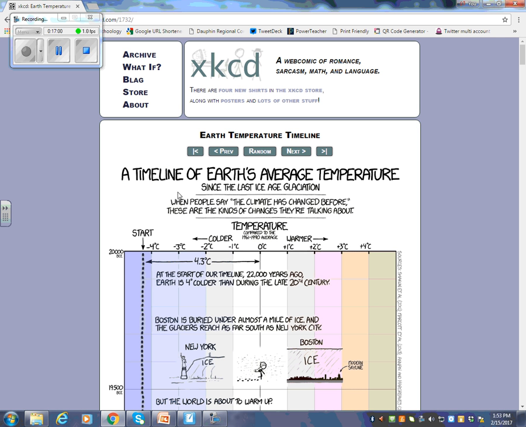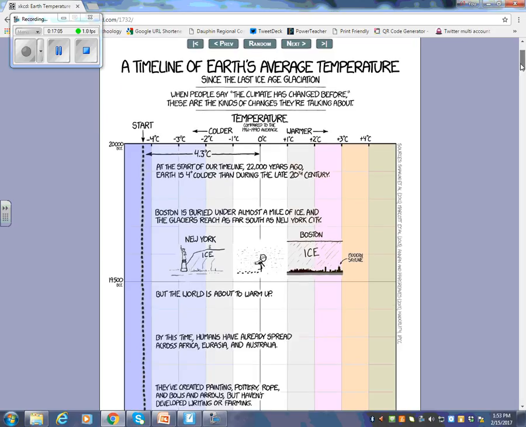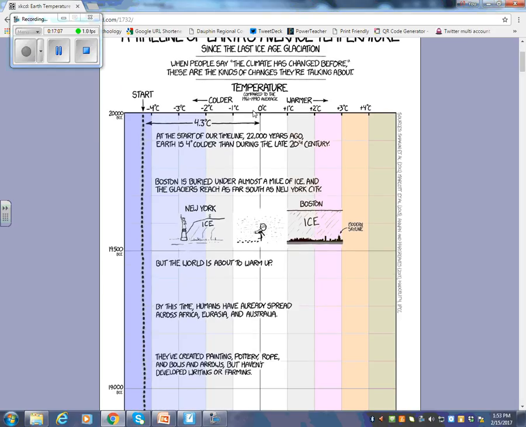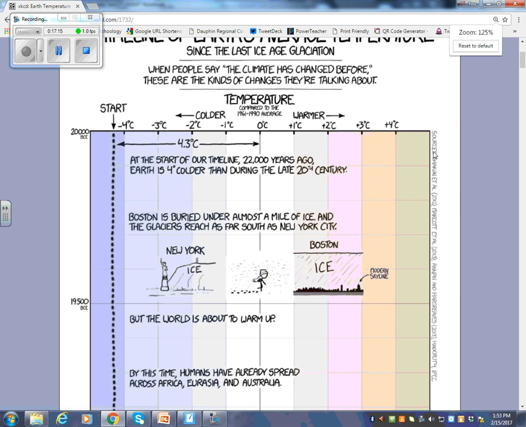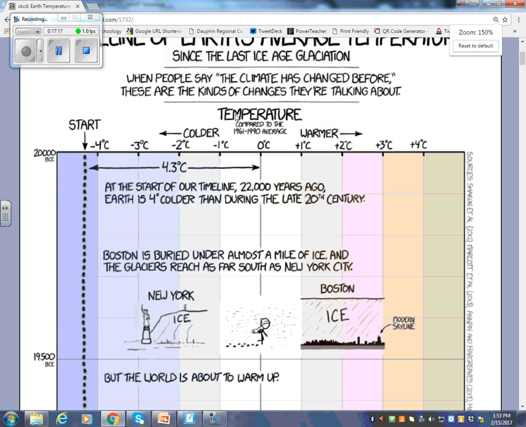Okay, so this is a timeline of Earth's average temperature. So yes, the Earth's temperature has been changing. Now this mark right down the middle here, can you see that? It says 0. You probably can't read what it says right here, I might be able to make this a bit bigger. There we go. It's temperature compared to the 1961-1990 average.